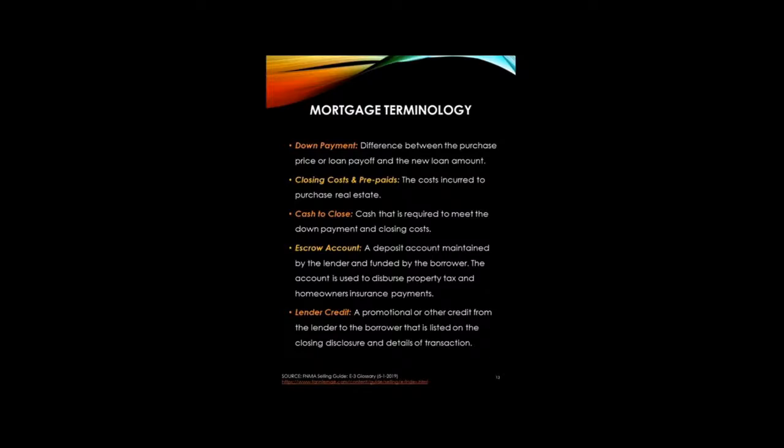Okay. The next one is lender credit. That's a promotional credit from the lender to the borrower. It has to be listed on the closing disclosure and the details of the transaction. The lender credit is not cash that's given to the borrower. It's actually a paper trail on the proper documents.